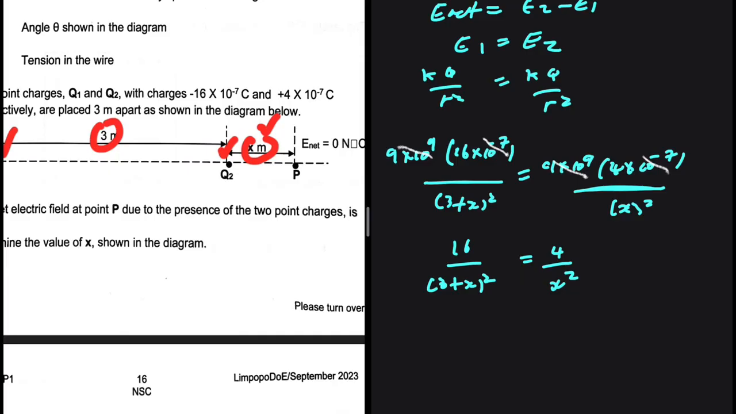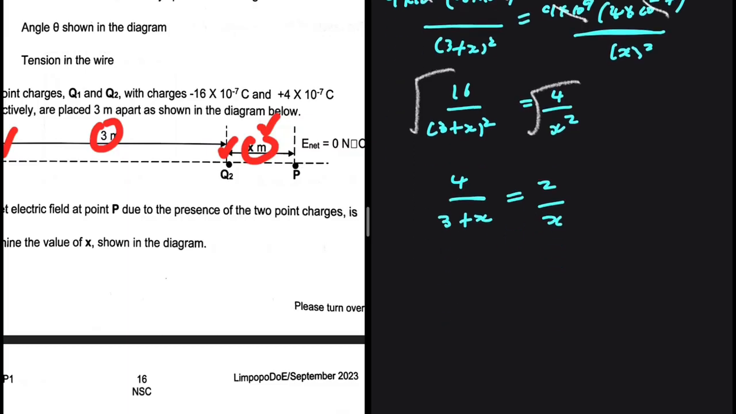The easy way out is taking the square roots on both sides. Let me show you what's going to happen. If we take square roots on both sides, instead of having 16, we're going to have 4. And instead of having 3 plus X squared, we're just going to have 3 plus X being equal to square root of 4 over square root of X squared, X. Simplified. Now we can cross multiply. We're going to have 4X being equal to 6 plus 2X. 2X to the left hand side, we get 2X is equal to 6. X is equal to 3 meters.